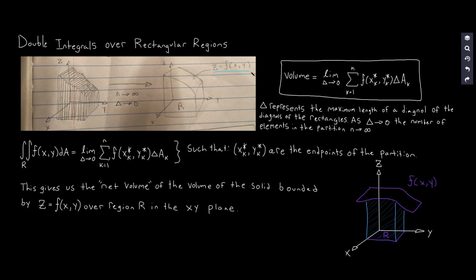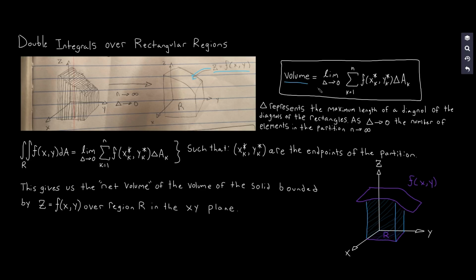And up here, z is equal to f of x and y. These things are the same, right? And z is the roof of this thing. And this is the region that we're trying to approximate. So this is the volume in limit summation form.